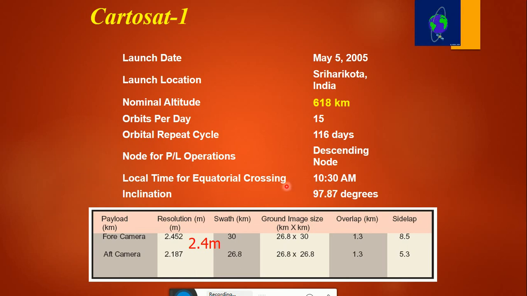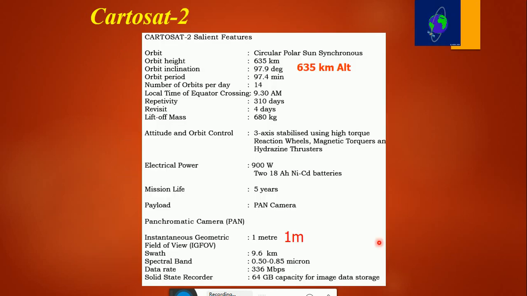Cartosat-2 satellite features: orbit is circular polar sun-synchronous. Orbit height 635 km. Orbit inclination 97.9 degrees. Orbit period 97.4 minutes. Overall altitude is 635 km. Local time 9:30 am. Repeat cycle 310 days. Revisit 4 days. Lift-off mass 680 kg. Attitude and orbit control: 3-axis stabilized using high torque reaction wheels, magnetic torquers and hydrazine thrusters. Electrical power 900 watt with 18 nickel cadmium batteries.